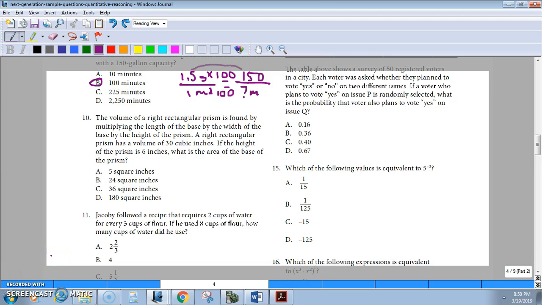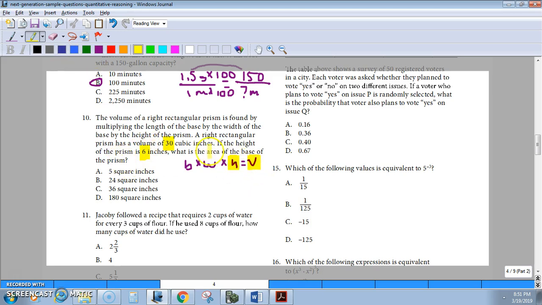All right, you guys, the volume of a right rectangular prism is found by multiplying the length of the base by the width of the base by the height of the prism, otherwise known as the area of the base times the height. So we have length times width times height, and that is equal to the volume. This problem gives us that the volume is 30 and the height is 6. So we're going to change volume to be 30 and the height to be 6.